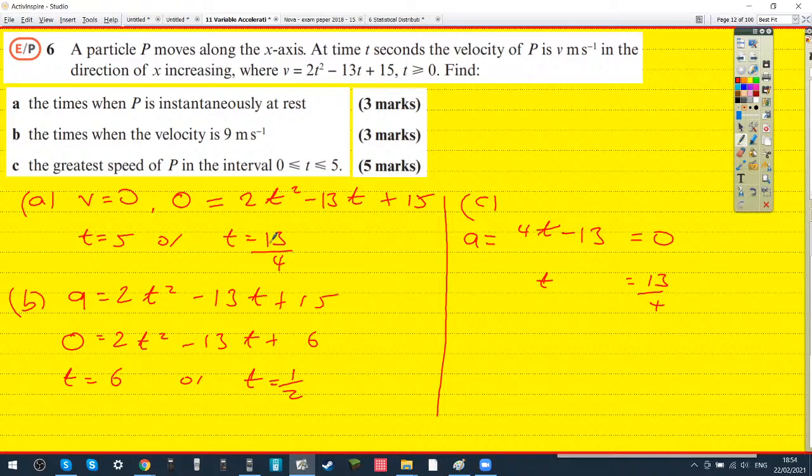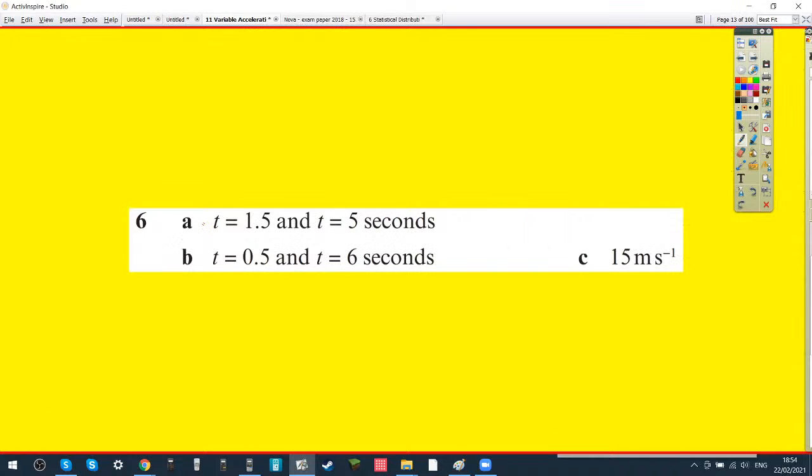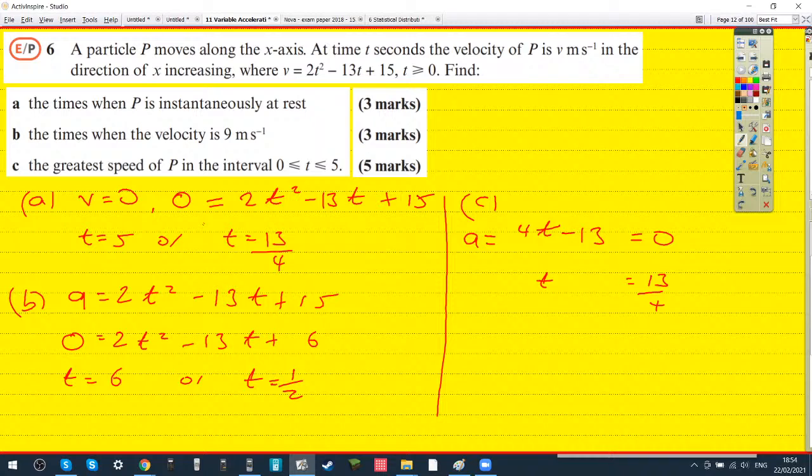And so what is the velocity when its time is 13/4? Velocity is 0. Did I do that right? Let's take a look. See, 15 meters per second. Graphical calculator it is, or table of values.